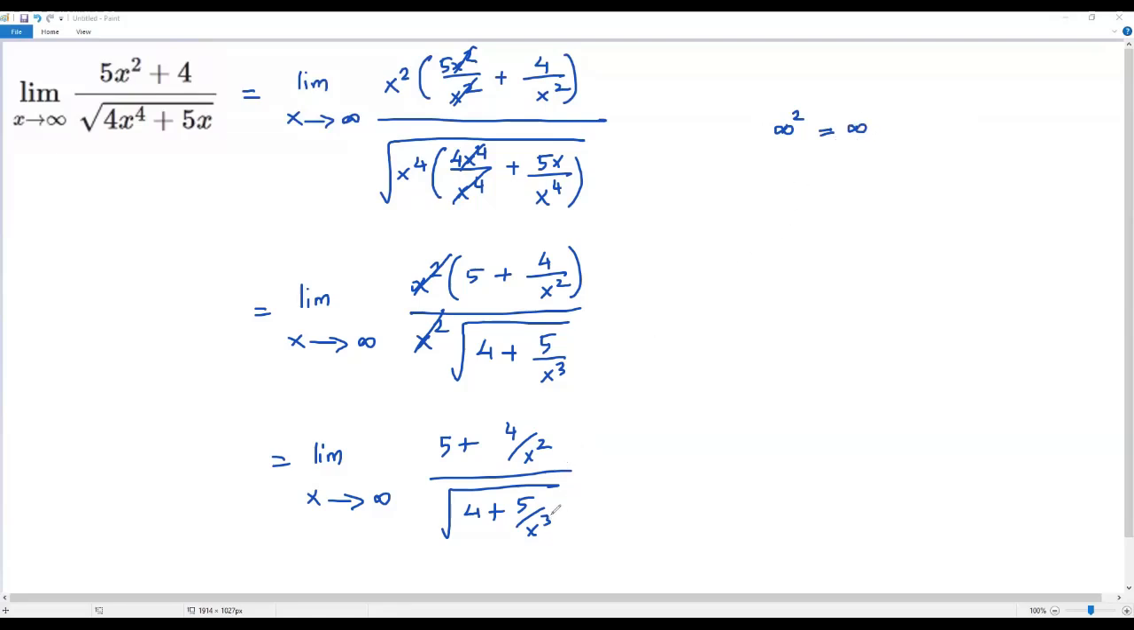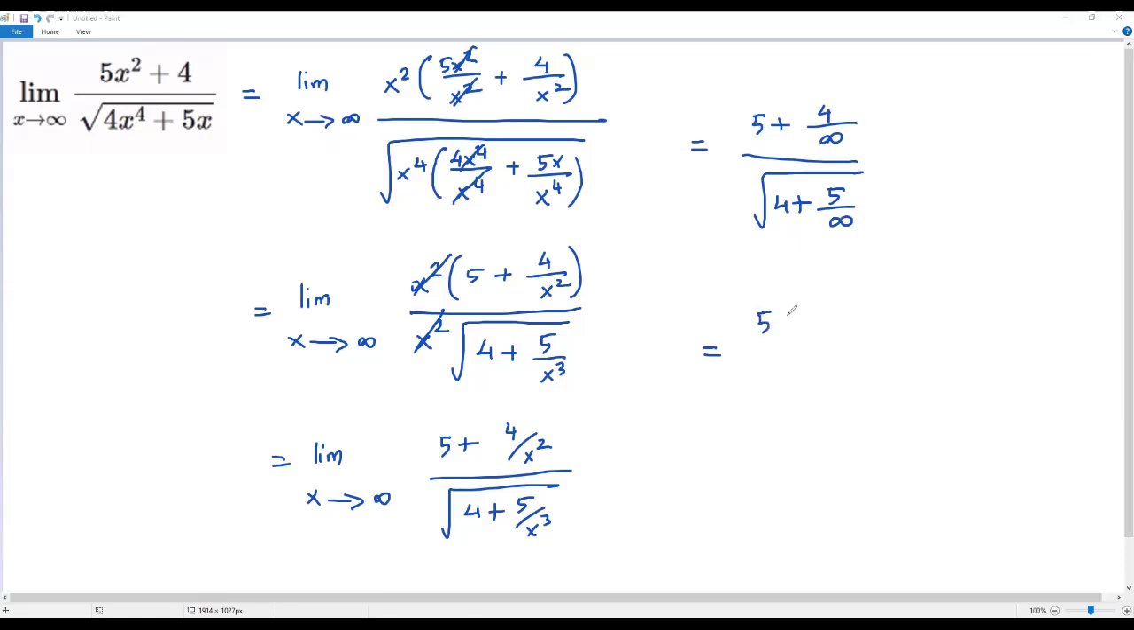For the same reason, infinity cubed means a very large positive value raised to the power of 3, and again we get a very large positive value, which is also infinity. Now let me continue to the next step. 5 plus 4 over, when I plug in infinity for this x, it becomes infinity squared, which is still infinity, over the square root of 4 plus 5 over infinity cubed. Infinity cubed is still infinity.